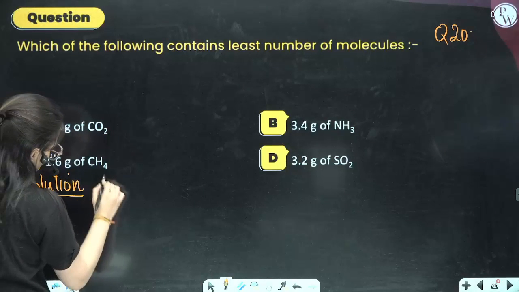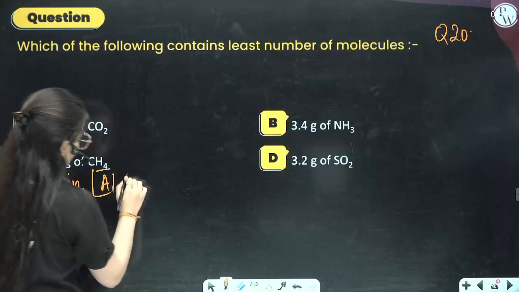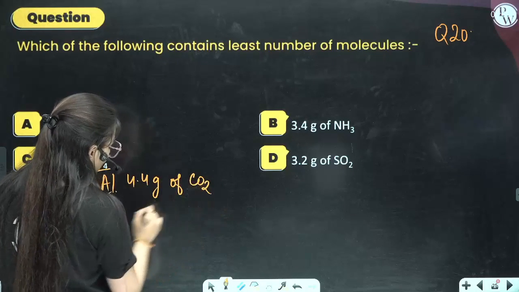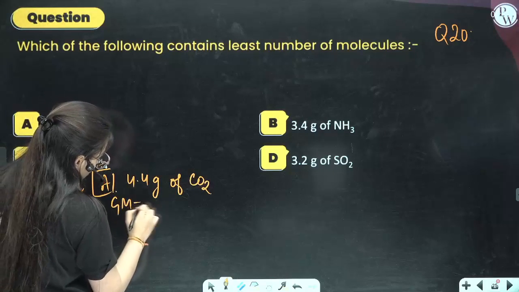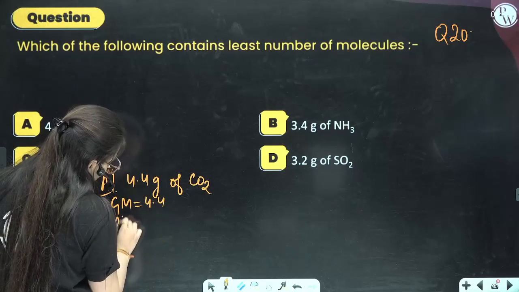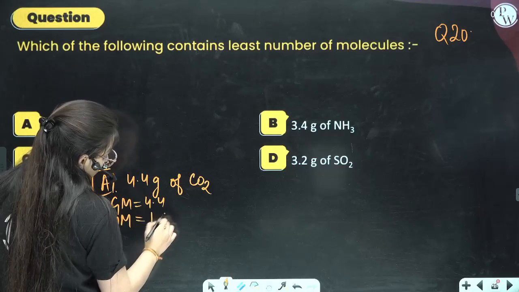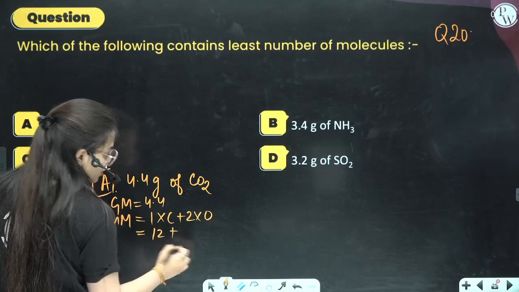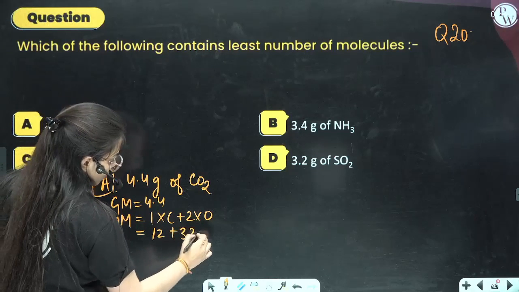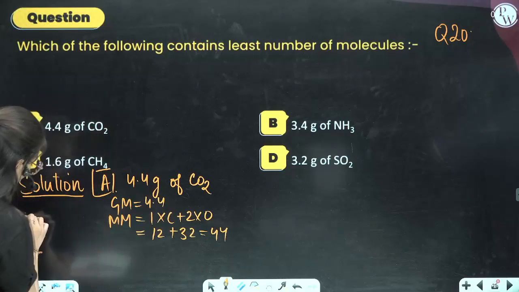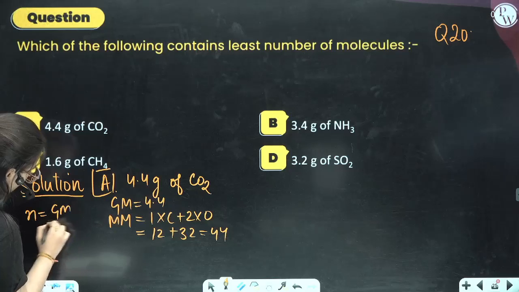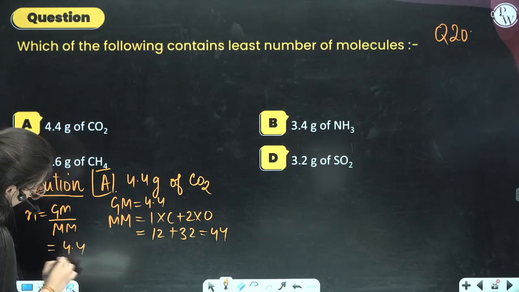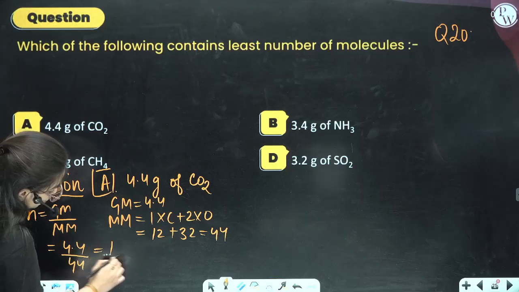If I talk about option A, it is 4.4 grams of CO2. Given mass is 4.4 grams. Molecular mass will be 1 into carbon mass plus 2 into oxygen mass. Carbon mass is 12, plus oxygen mass 16 into 2 is 32, so this is 44. Number of moles will be given mass upon molecular mass. Given mass is 4.4 and molecular mass is 44, so that comes out to be 1 by 10.